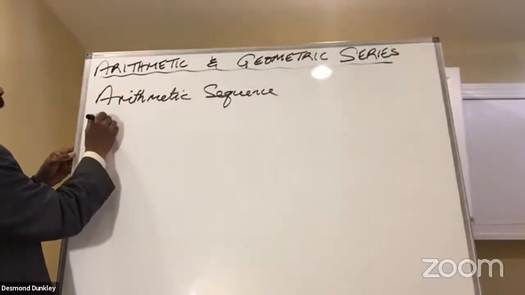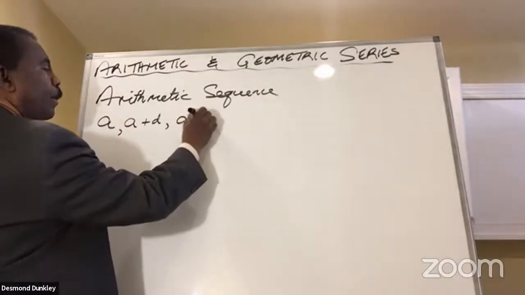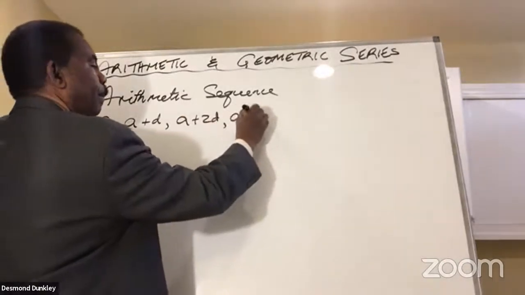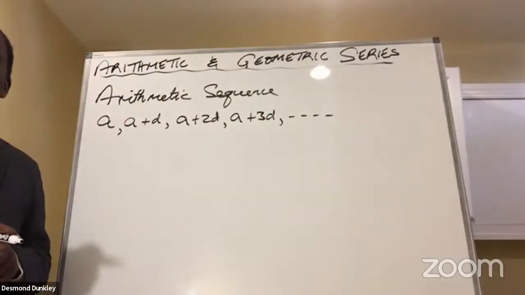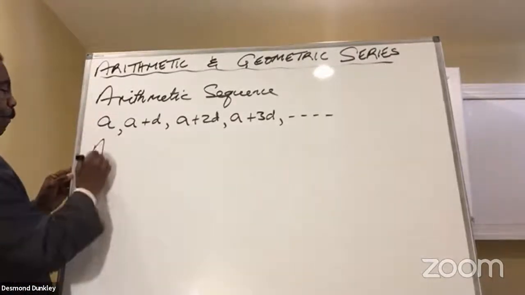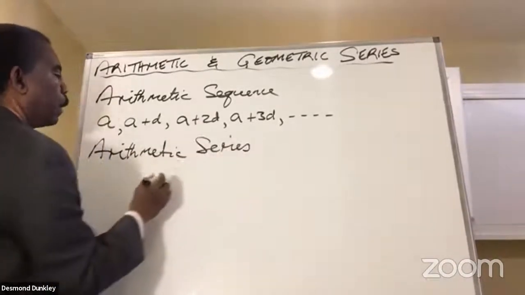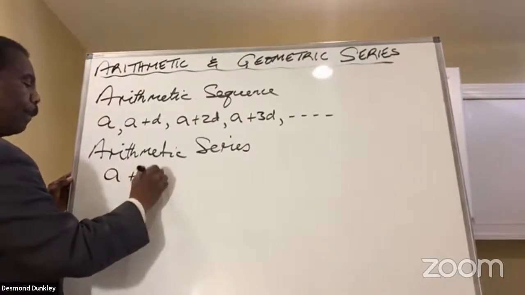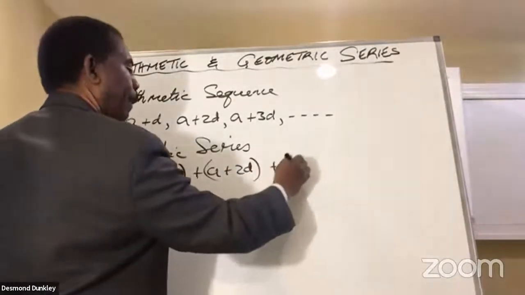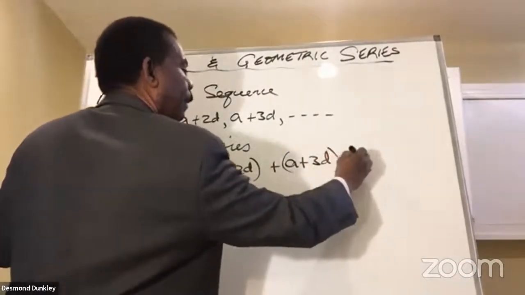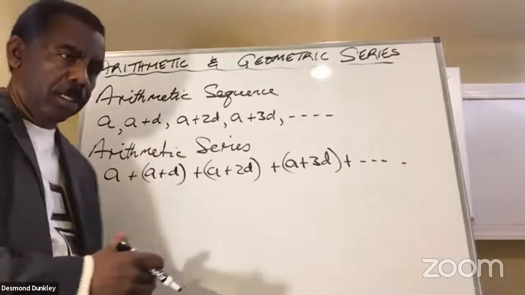The arithmetic sequence is where you have the first term, the second term, the third term, the fourth term. Now, if we're asked for the arithmetic series, it is really A plus (A plus D) plus (A plus 2D) plus (A plus 3D) plus etc., etc.